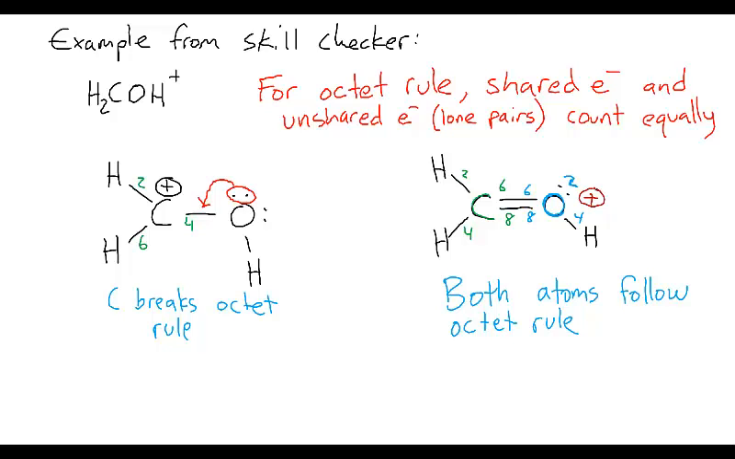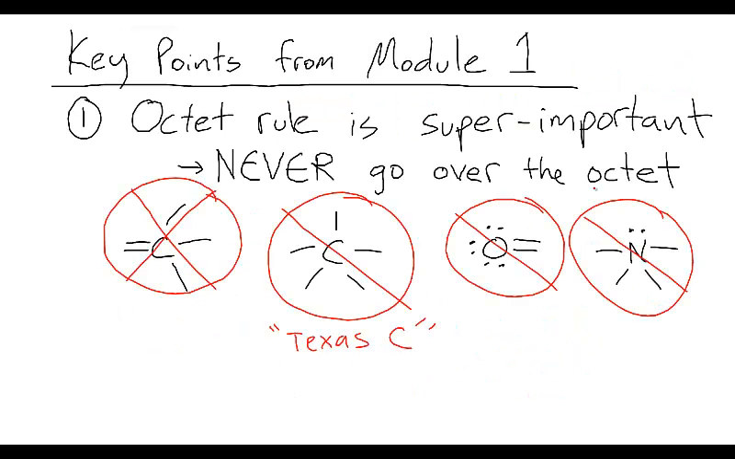All right, so the first key point I wanted to make today was the octet rule. Super important. Don't ever go over it. There is one exception I'm going to show you with phosphorus. Maybe you'll get there by the end of the year, but it's a really weird reaction. But never with carbon or nitrogen or oxygen. So never go over the octet.